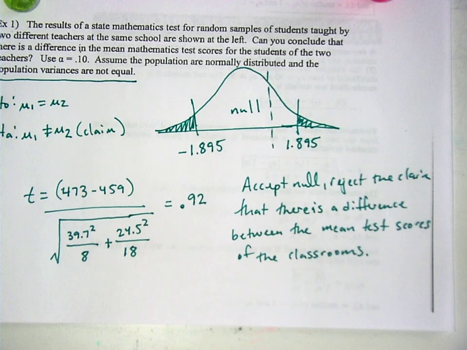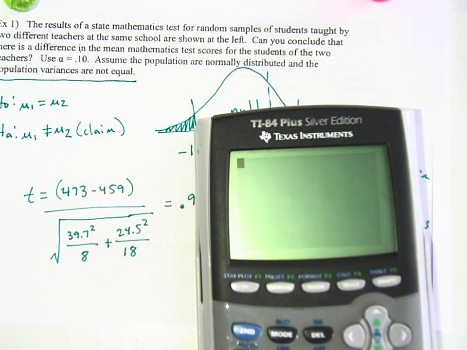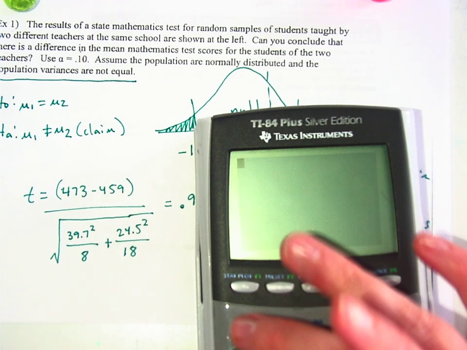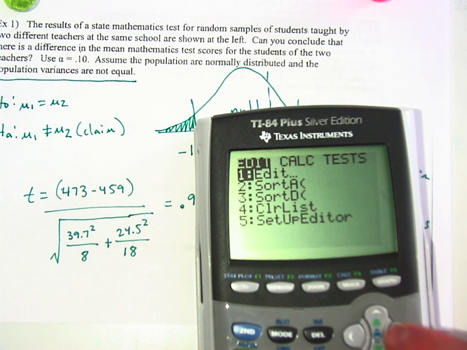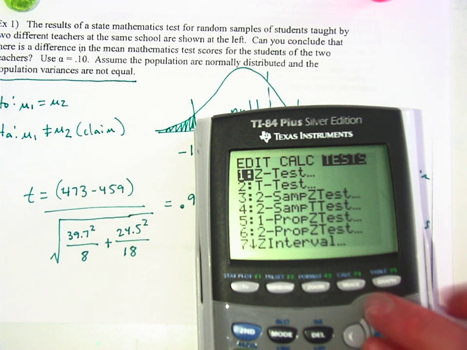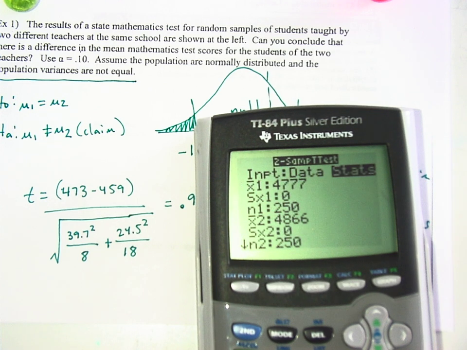Okay, now what we're going to do is quickly do this in our calculator and make sure we can. So everybody hit stat, tests. What do you think this is going to be? Probably two sample t-tests. Are we using data or stats? Stats. Good.